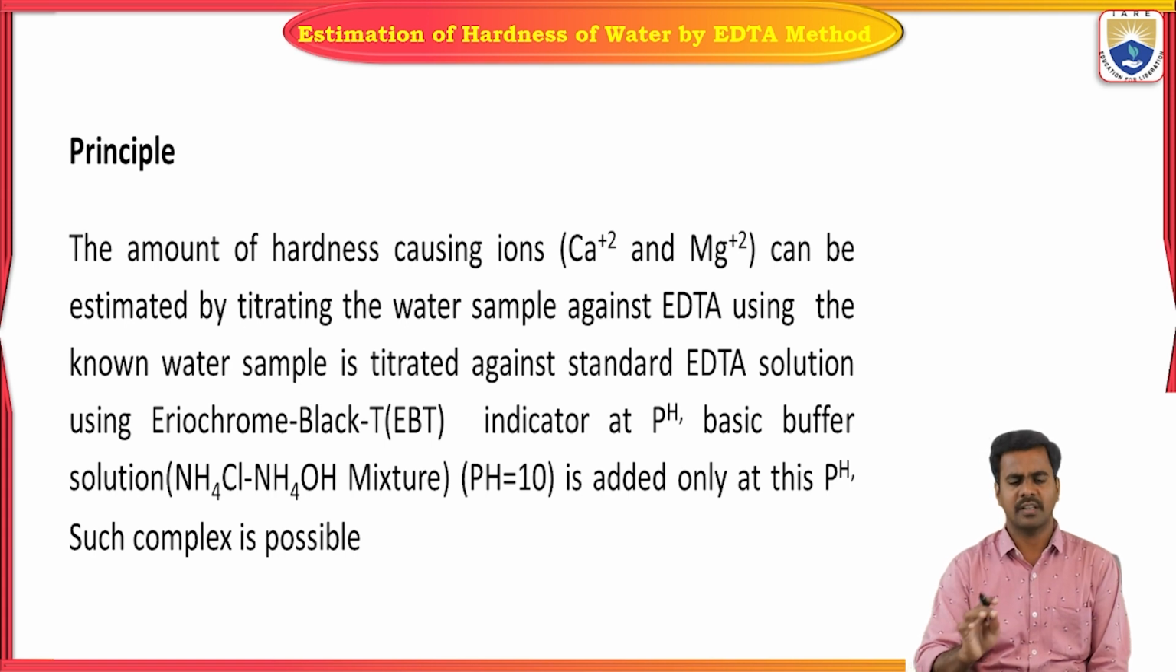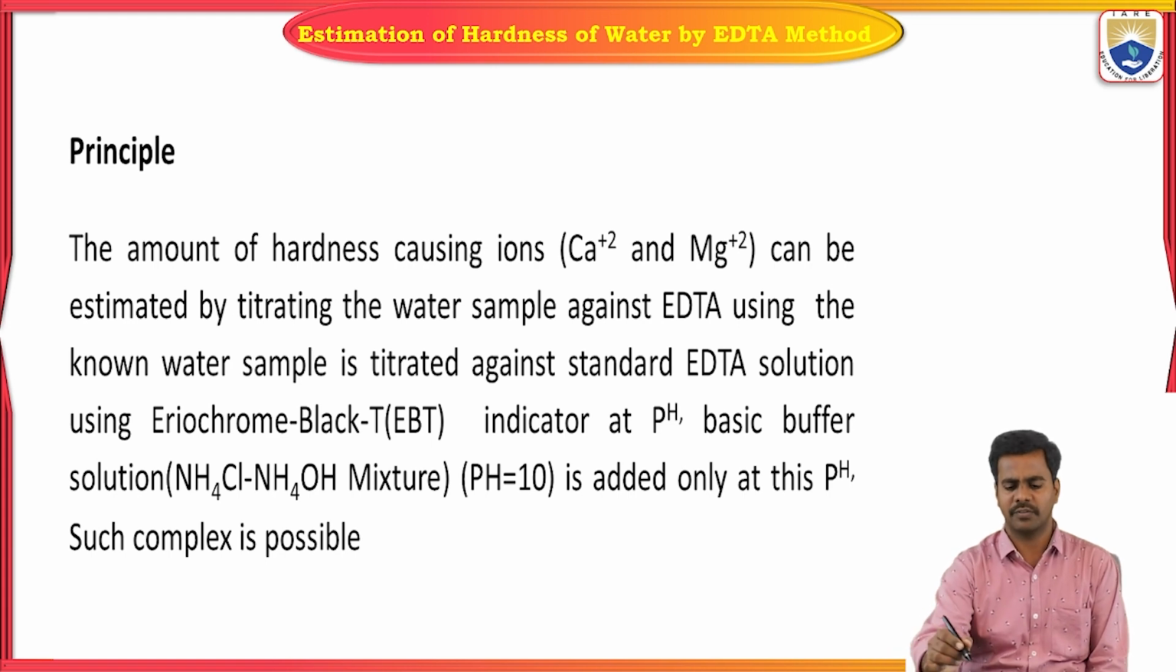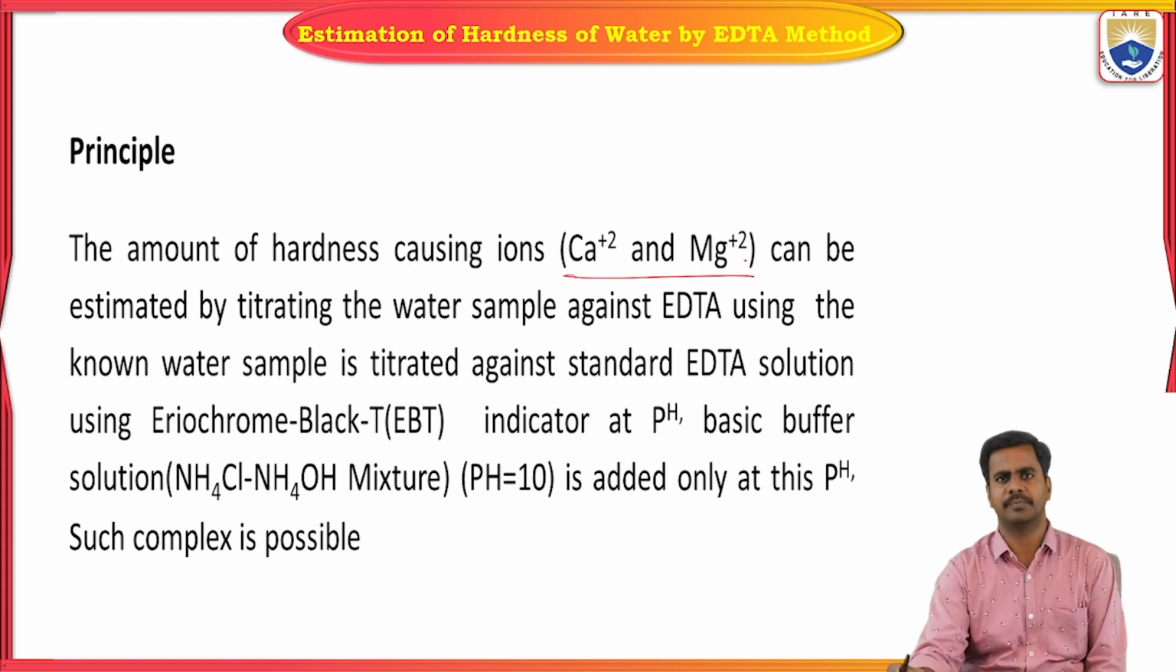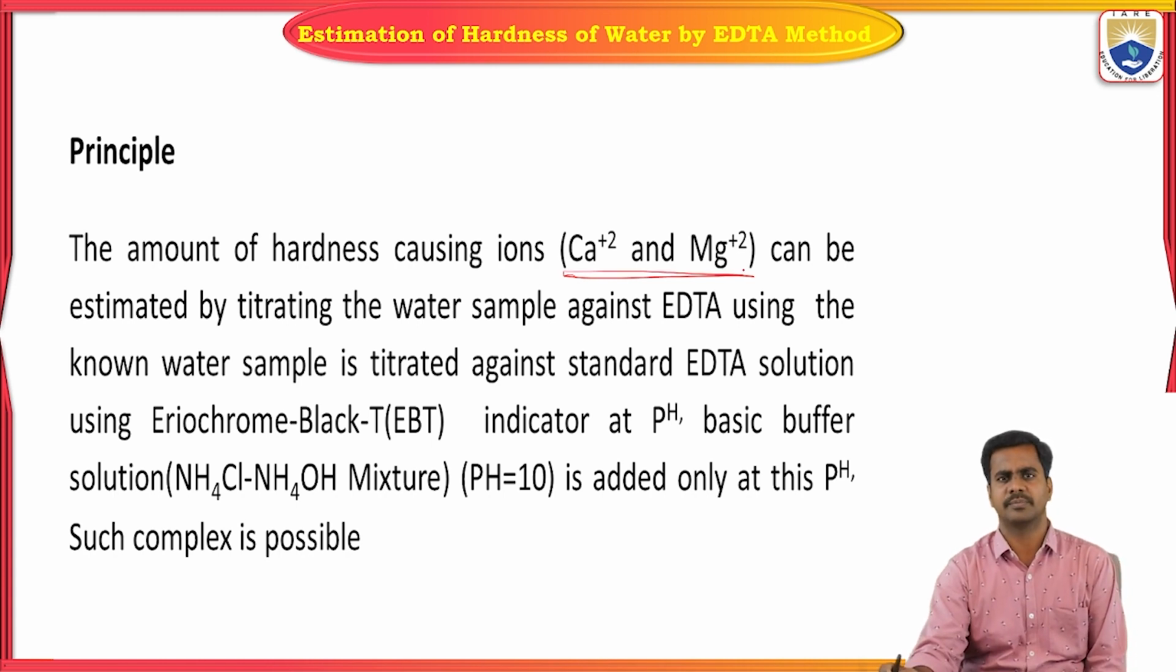Here, coming to the principle. What is the principle involved in the determination of hardness of water by using EDTA? Hardness is due to the presence of chlorides, sulfates, nitrates, carbonates, and bicarbonates of calcium and magnesium. So, we are going to determine the hardness of water by using EDTA.